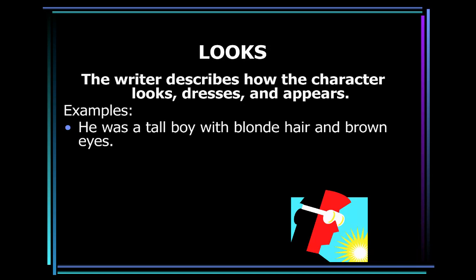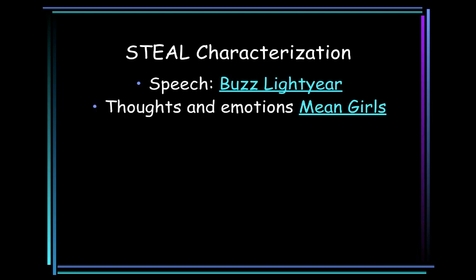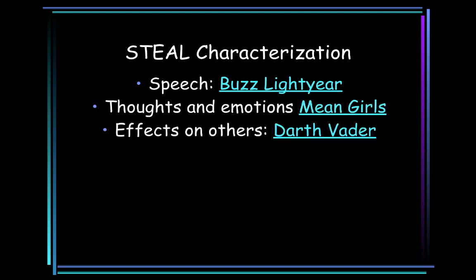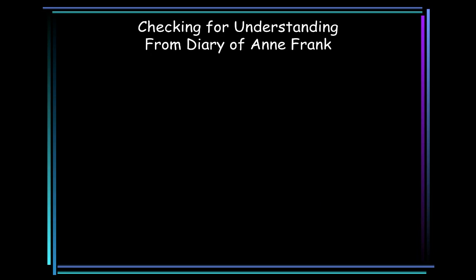Lastly, how they look. They can describe directly what they look like. He was a tall boy with blonde hair and brown eyes. The woman was wearing a beautiful blue gown with a pearl necklace. The fact that she was so well dressed tells you something about her. His eyes were as cold as stone. So, speech, thoughts and emotions, effects on others, actions, looks. Here are some examples of short video clips from movies that give examples of each one of these if you'd like to watch them. So, checking for understanding.